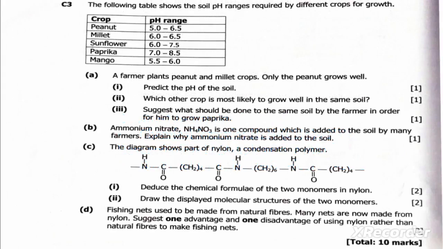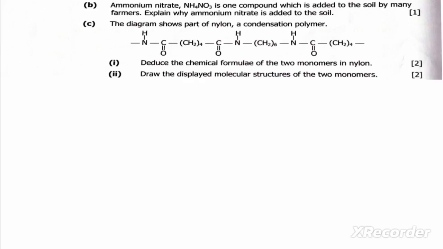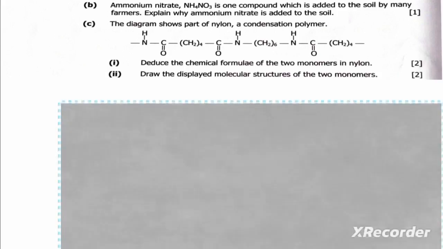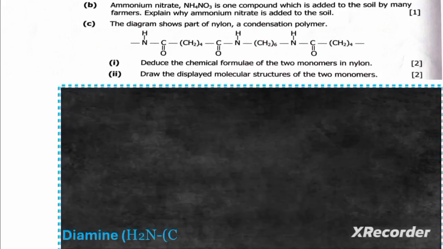We move to the next question, which is question C, Roman numeral 2. Draw the displayed molecular structures of the two monomers. So for the displayed formula, we are simply asked to draw the structural formula. Let us begin with the structural formula of diamine.